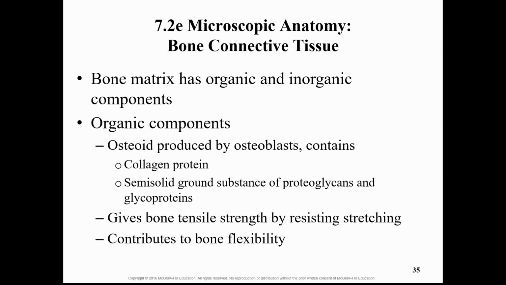As we look at the bone matrix, we have both organic and inorganic components. Bone has a lot of collagen in it. Remember, collagen is a very strong protein strand, and we do want our bones to be strong. So collagen gives them a lot of tensile strength. That means as you grasp two ends of the bone and try and pull it apart, it's the collagen that prevents you from doing that.